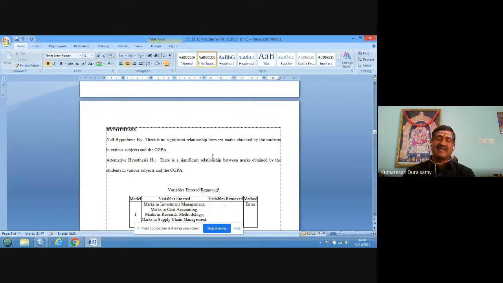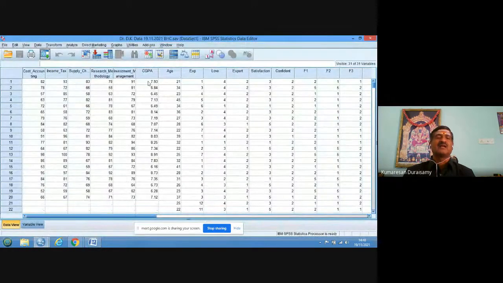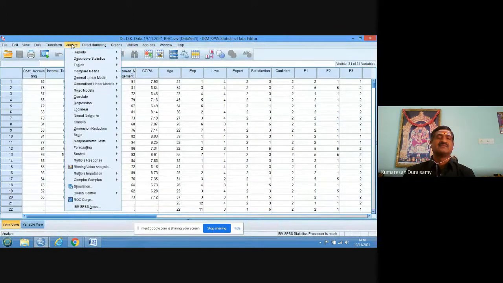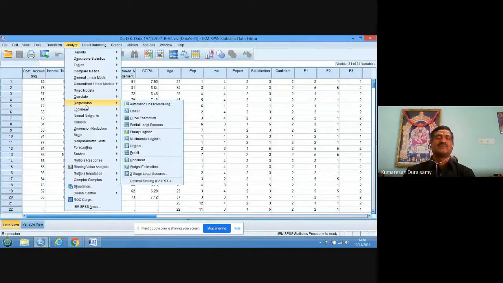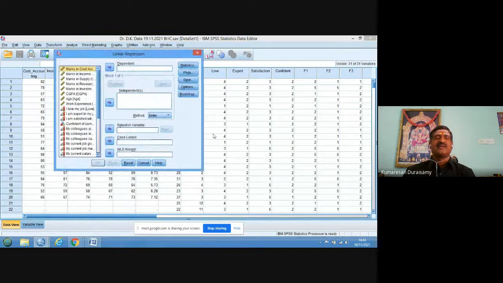Alternative, there is a significant relationship. Now we will go to the analysis. Go to analyze, then go to regression. Here several methods are given. The most widely used is the linear regression method. Look at this.